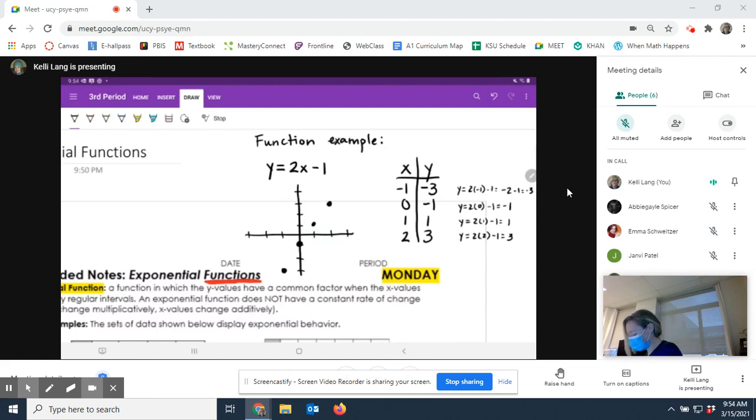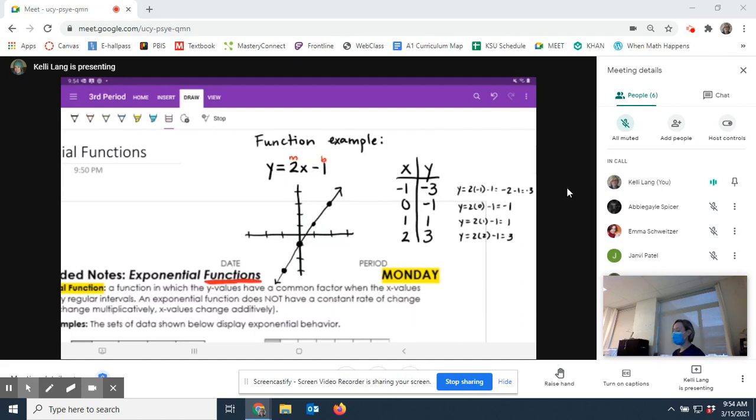So I'm just drawing these 4 points on a graph. Notice that they form the shape of a line. We probably should have known that because this is a linear equation, right? It's got a y and an x. We could find our m and our b, our y-intercept, our slope. So we did a lot of talking about linear functions, but we haven't really talked about functions in general.